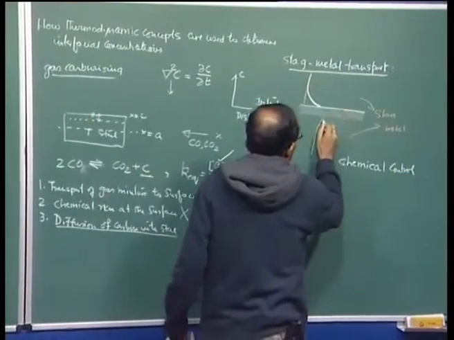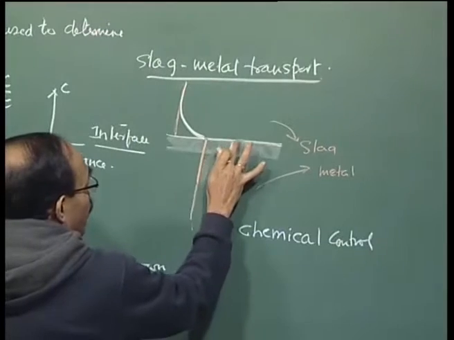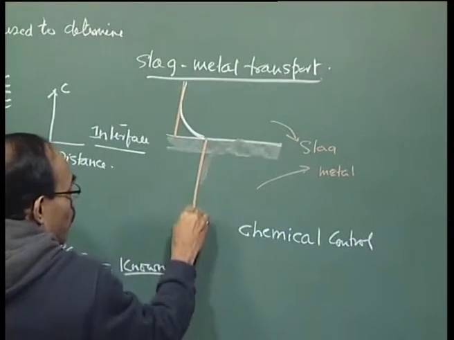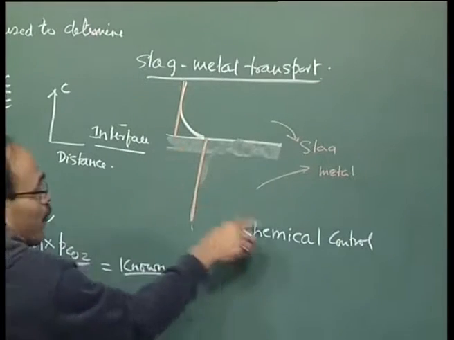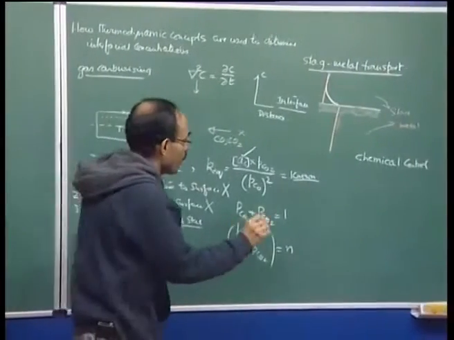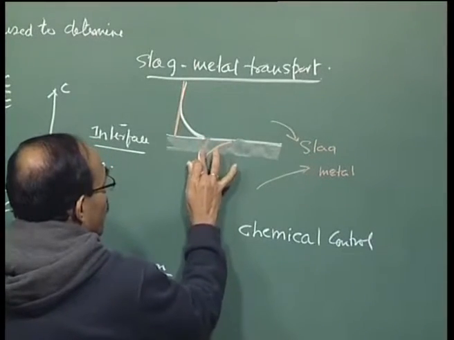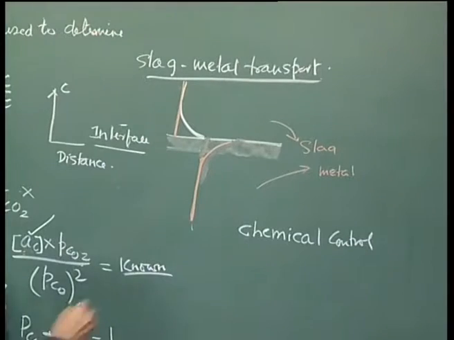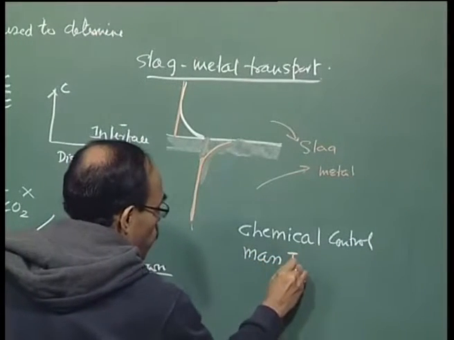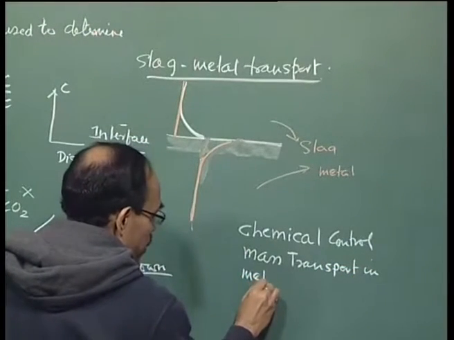If it is chemical control, then I will see that there is no boundary layer neither in the metal phase nor in the slag phase. The lines are completely horizontal, and this is an indication of chemical control. That means the rate of the chemical reaction is rate limiting, pure chemical control. On the other hand, if mass transport is rate limiting in the metal phase, I will say that this goes like this. This is case 2, which I would say is mass transport in metal phase rate limiting.